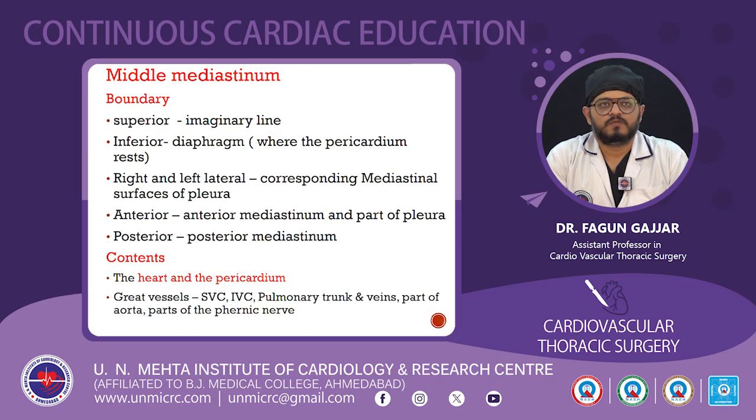The middle mediastinum is bounded superiorly by the imaginary line passing from the sternal angle of Louis to the inferior border of the fourth thoracic vertebra, inferiorly by the diaphragm where the pericardium rests. On the right and left lateral sides, it is bounded by the corresponding mediastinal pleura, anteriorly by the anterior mediastinum and part of the pleura, and posteriorly by the posterior mediastinum. It contains the heart and the pericardium and the great vessels like SVC, IVC, pulmonary trunk and veins, and part of the aorta, and part of the phrenic nerve.